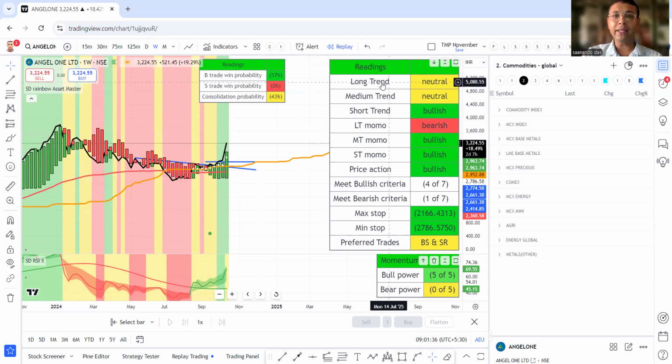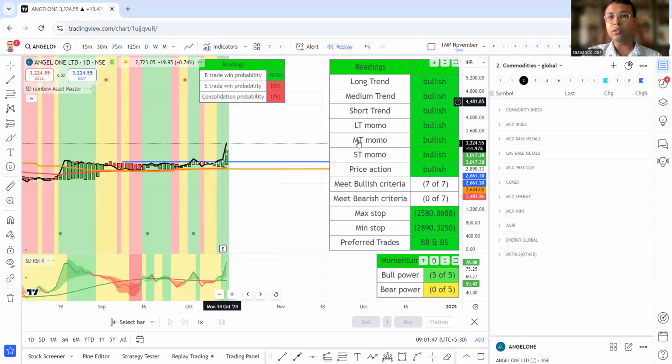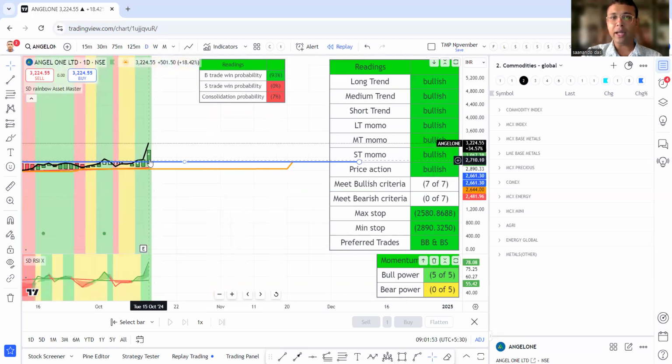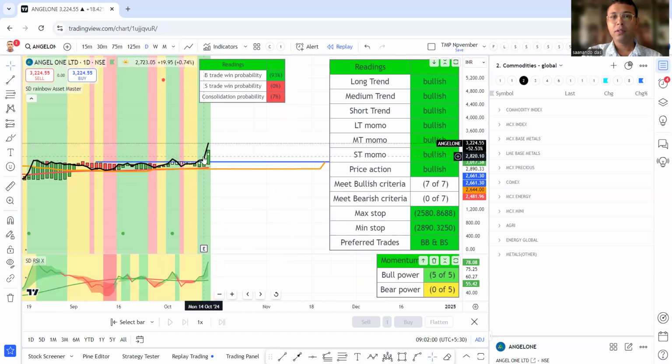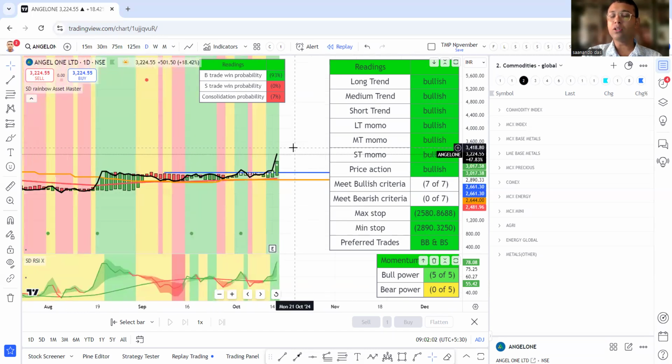And once again, when we say long, medium, short, it is specific to the current time frame we are looking at, which is the weekly chart. If we go to the daily chart, the readings can be different. You saw all the trends are bullish. Here the candle is well above both the lines. So this is about trend.